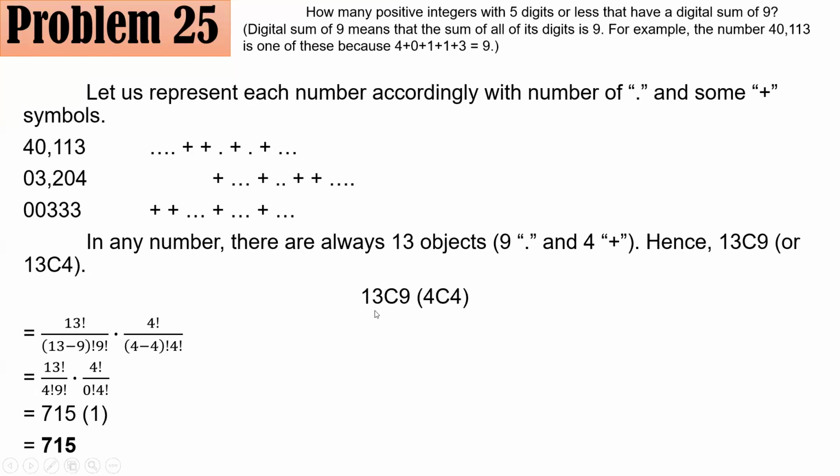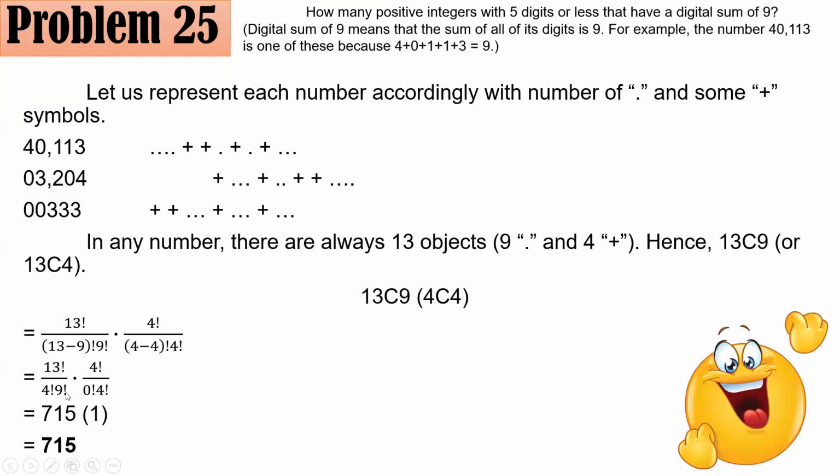You might be asking, sir, how come 13C9? The explanation here is out of the 13 objects, 9 of them will be taken by the dots, and there will be 4 objects left, 4 combination 4. Or to make it simpler, you could directly go here because you have 9 identical dots and 4 identical plus symbols. That's why 13 factorial is divided by 4 factorial, 9 factorial, which simplifies still to 715. Okay? I hope you got it.